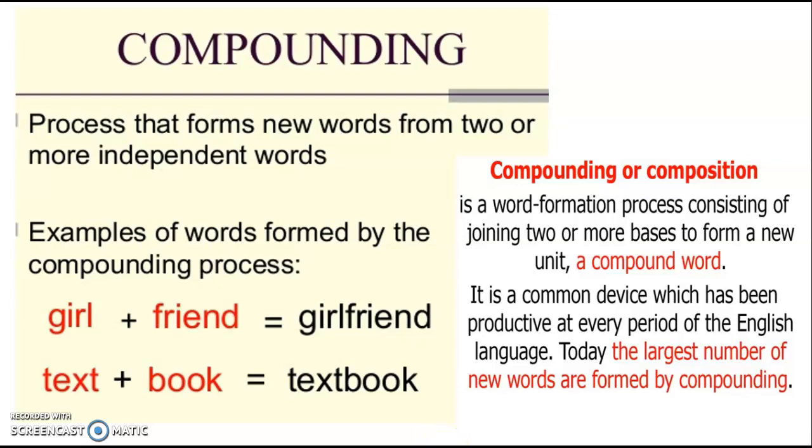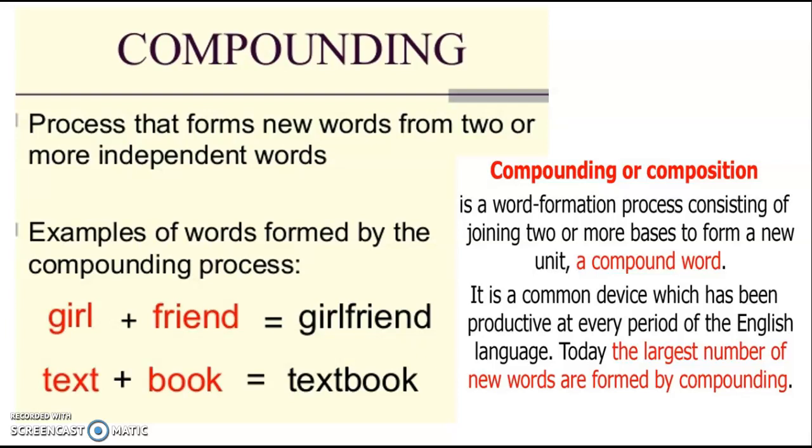I'm going to continue with other word formation processes that we have in English. As I said, we have around 10 to 12 word formation processes, and the one that we're going to cover right now is compounding. I think we are really familiar with this term. It's really common and it's easy to do. It's the process that forms new words from two or more independent words.